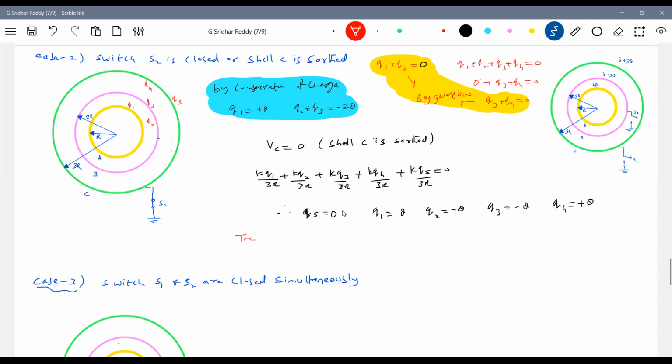The charge on the outermost surface of the outer shell must be 0 when the outermost shell is earthed.